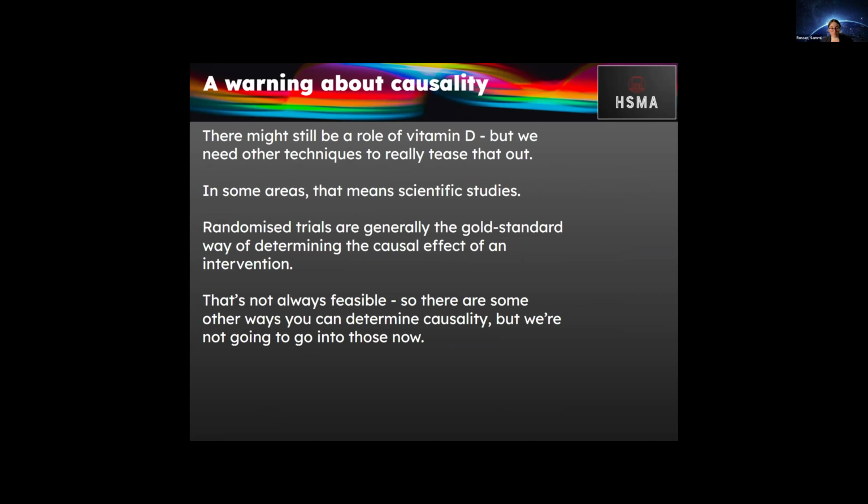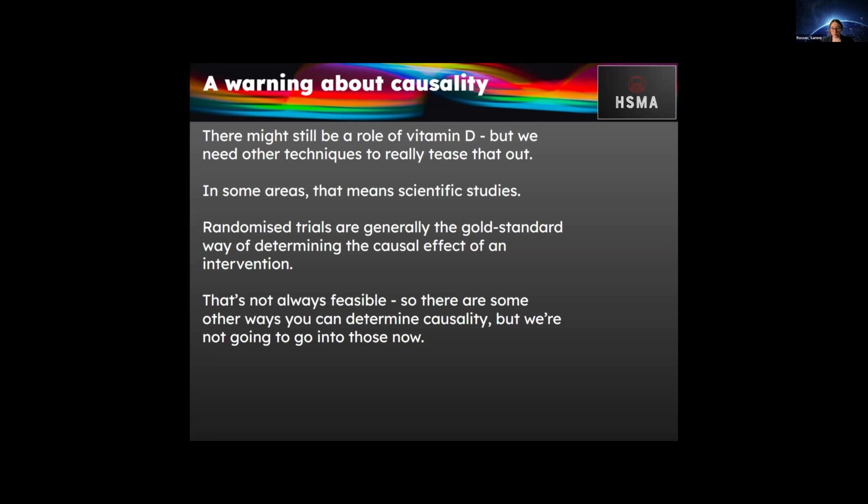In some areas, that might be scientific studies, randomized trials, you know, having large numbers of people taking a drug, not necessarily knowing what drug they are taking versus a placebo, to really start to understand the causal effect of an intervention, controlling for the randomness, and not finding yourself in a situation where you are attributing the change in something to something else. You can actually get to the point where you're fairly sure that the thing you are changing is what is actually causing the measured effect that you are seeing. That's not always feasible, obviously. There are some other ways that you can determine causality.